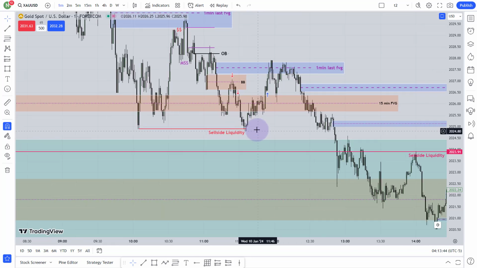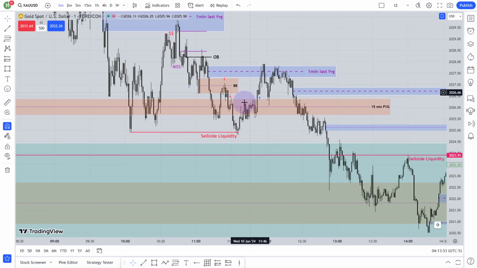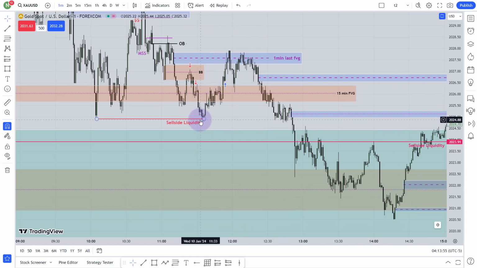Price came to this breaker block, then it went lower, and it has taken the sell side liquidity from here. Now, because of the spread, my order didn't fill. Instead, it went higher. As this is paper money, I don't care about this. But if it was Nasdaq, that would be a perfect entry.